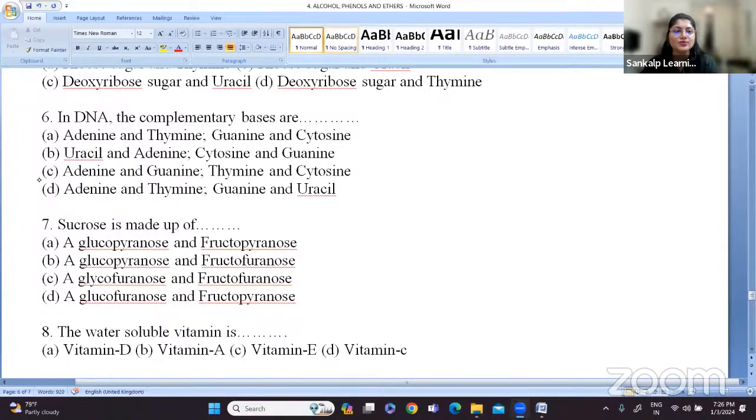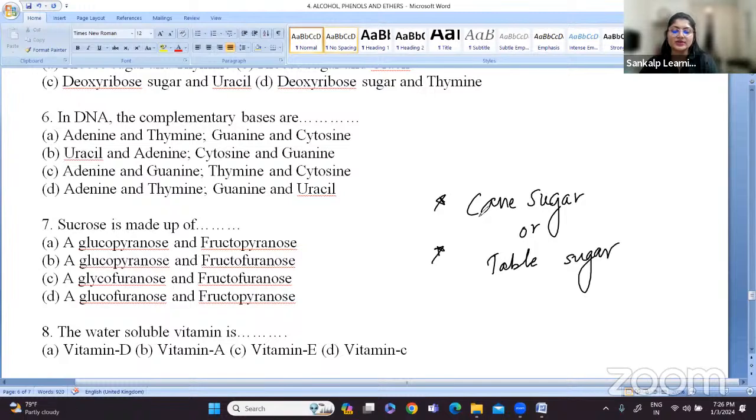What is it also called as? Sucrose is commonly called table sugar or cane sugar. Remember the names. The formula of sucrose is C12H22O11. It is composed of one glucose unit plus one fructose unit.